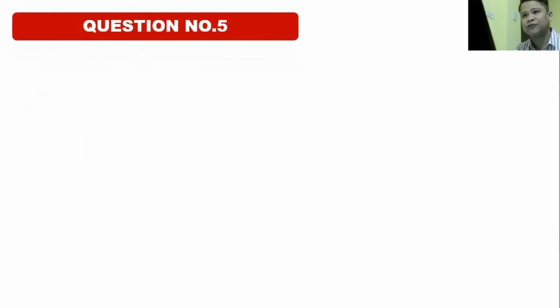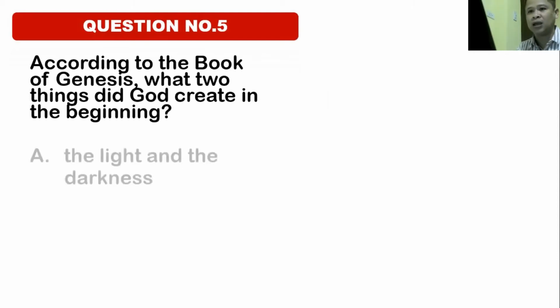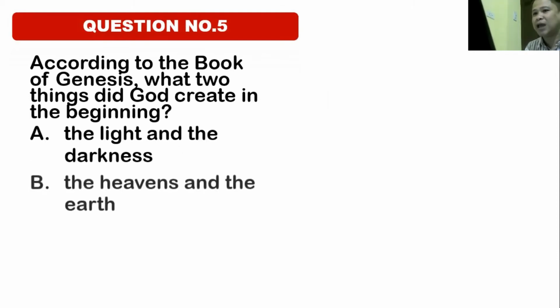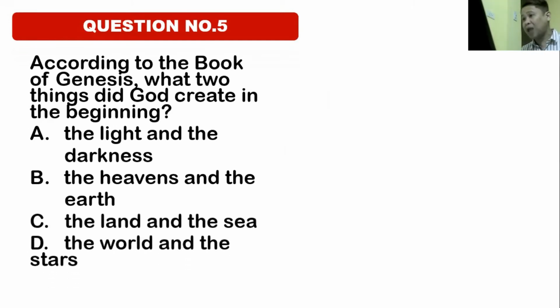Next, question number 5. According to the book of Genesis, what two things did God create in the beginning? A, the light and the darkness. B, the heavens and the earth. C, the land and the sea. D, the world and the stars.